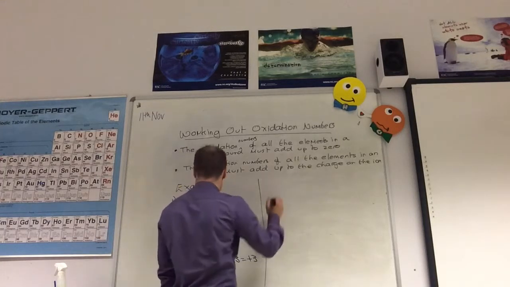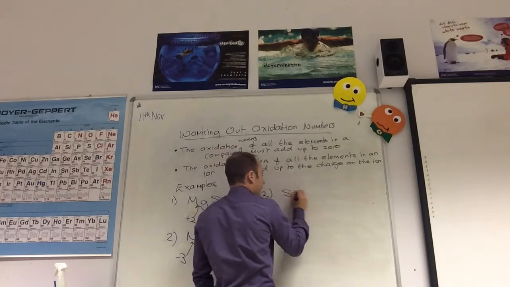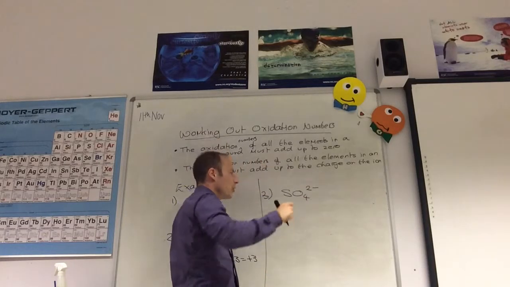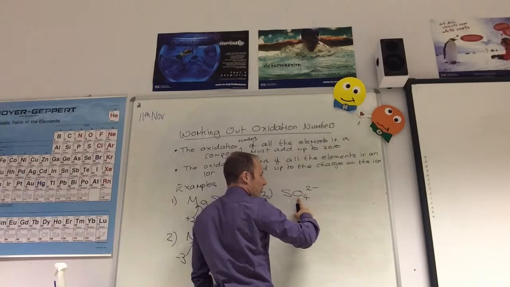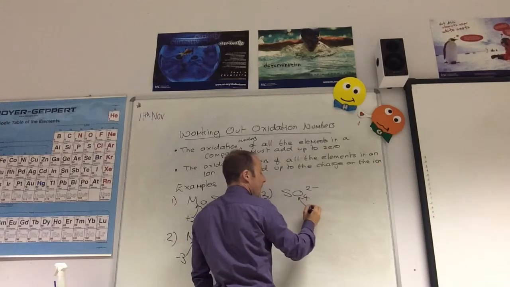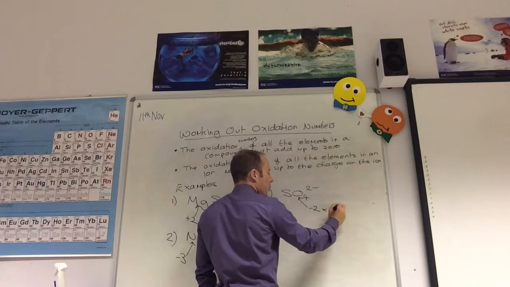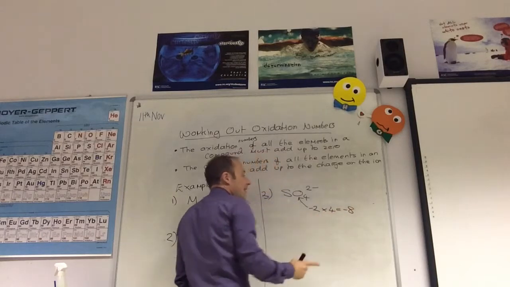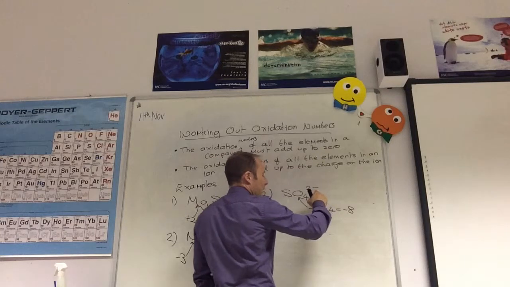Right, let's do number 3. Let's do an ion now, SO4 2-. Have I told you anything about sulfur? No. Have I told you something about oxygen? Yeah. Oxygen is -2. But I've got 4 of them, so what does that add up to? -8. Now the whole ion, sulfur and oxygen, has to add up to -2.